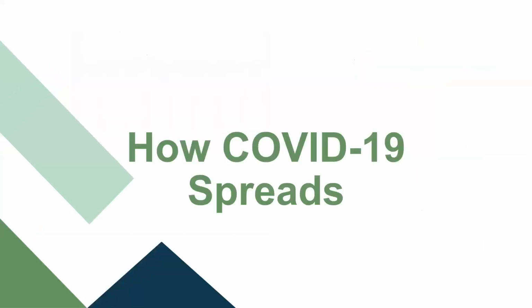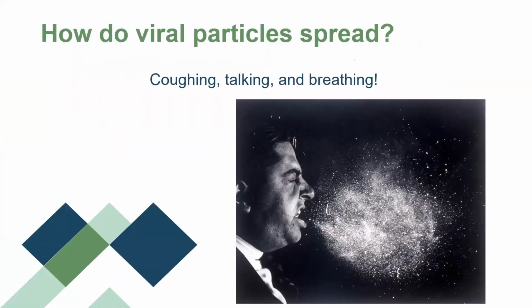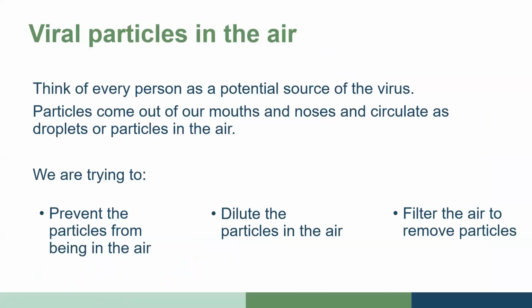How COVID-19 spreads. Viral particles spread when an infected person coughs, talks, or breathes out droplets and very small particles that contain the virus. These droplets and particles can be inhaled by other people. You can see in the picture that when you sneeze, you can produce that many particles. When an infected person sneezes, another healthy person might inhale those viral particles, and in some circumstances, they may contaminate surfaces that other people can touch.